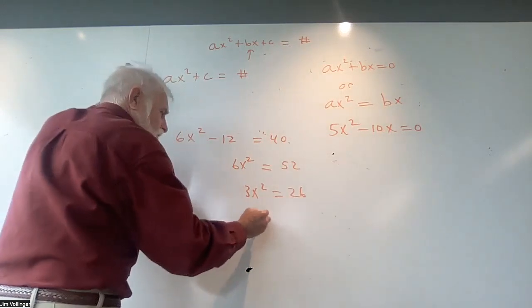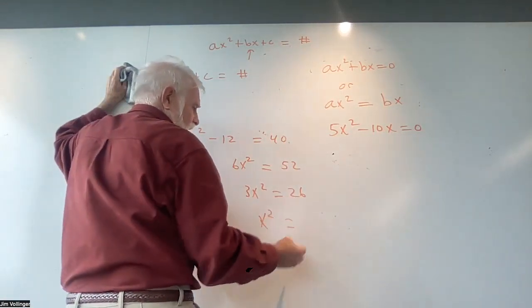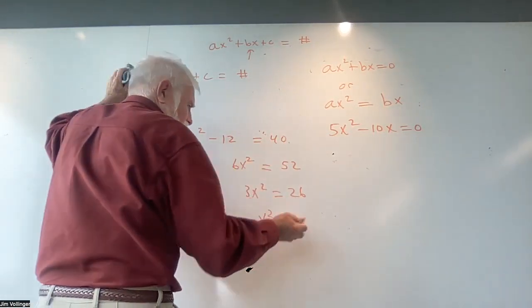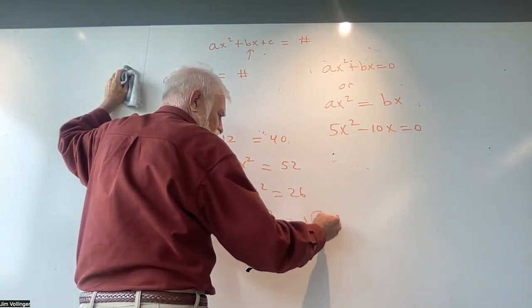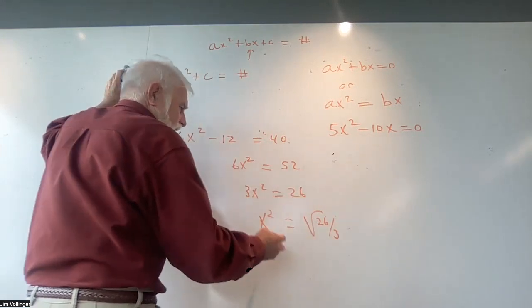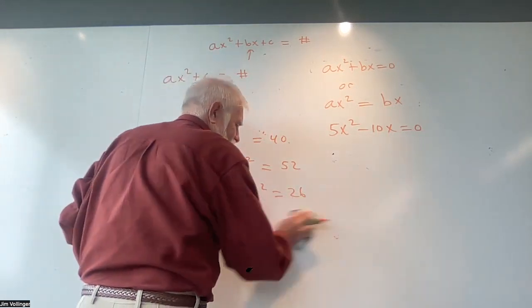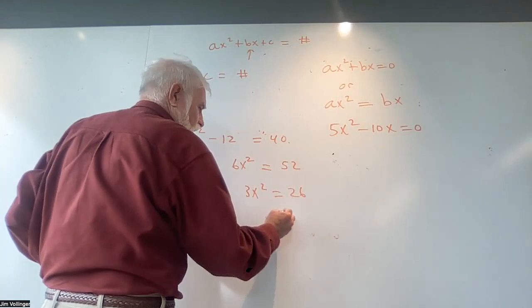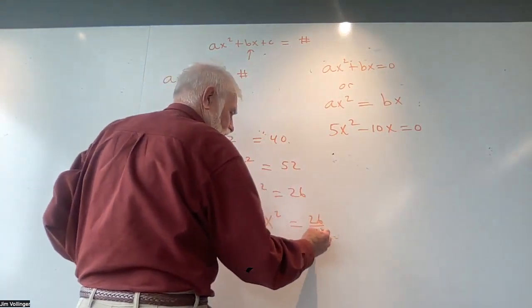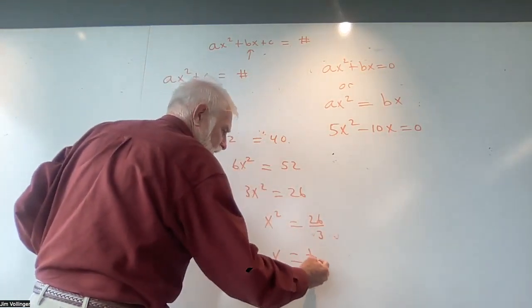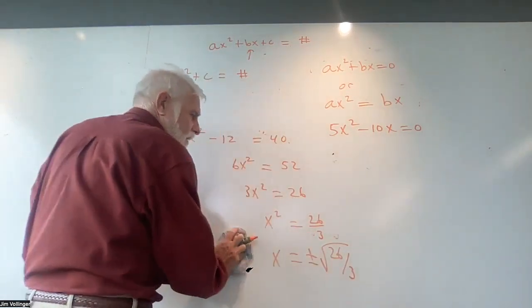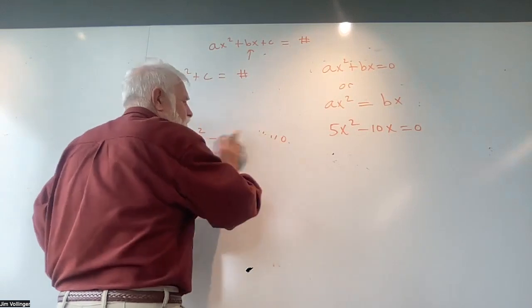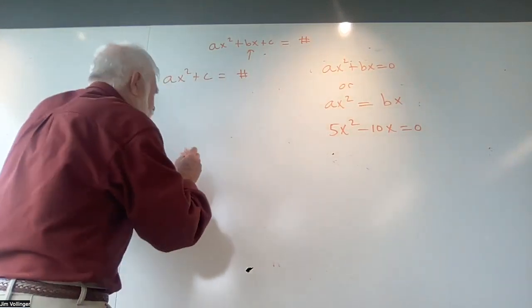All right, so now x squared equals, and I hope you start skipping steps here. I hope you just write the answer down in your head. So x squared equals 26 over 3, therefore x is equal to plus minus the square root of 26 over 3. We'll do one last one. I can't do a negative. It's got to be a positive with a minus.